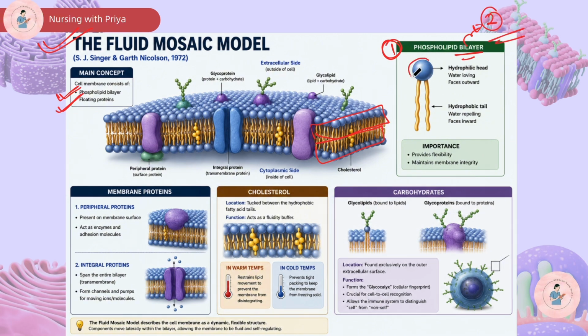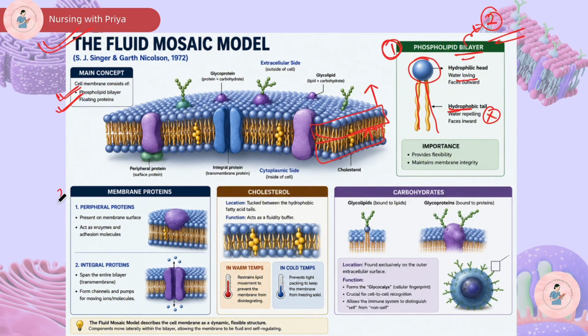Now the phospholipid head is hydrophilic, which means it is water loving, whereas the tail is hydrophobic, which means it does not like water. It hates the water and it repels the water. The head is facing towards the outward, whereas the tails are facing towards the inward.